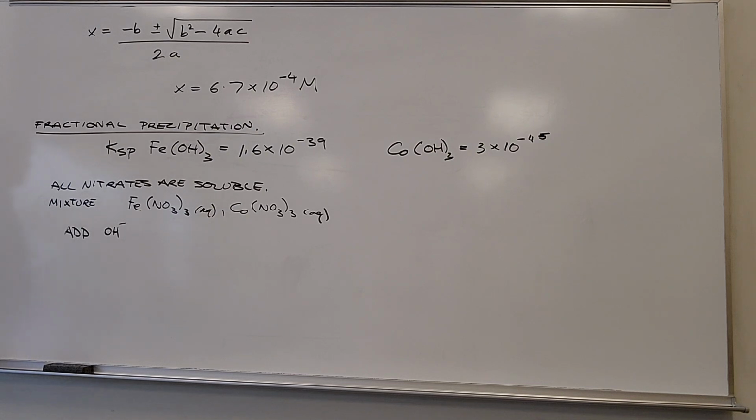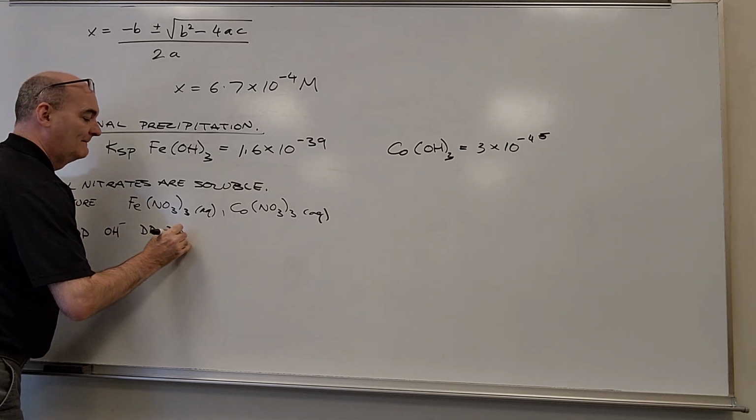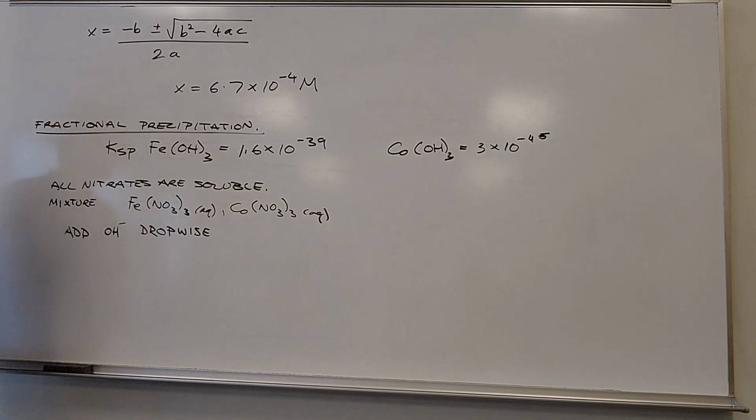Do I just splash the hydroxide in there? No, because if you splash a ton of hydroxide in there, you might also get cobalt to precipitate. So I might shock them both into co-precipitating. So I'm going to add this slowly, dropwise. And I'm going to raise the pH until one of those things precipitates. Which one precipitates first? The iron.